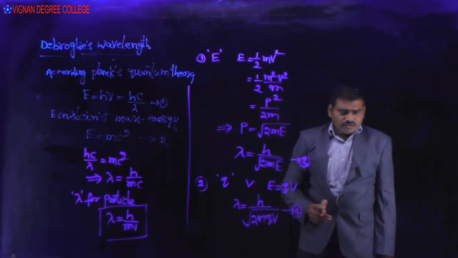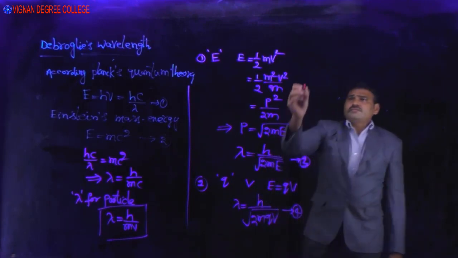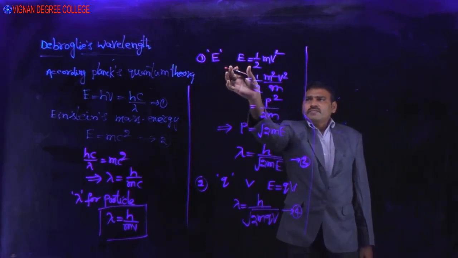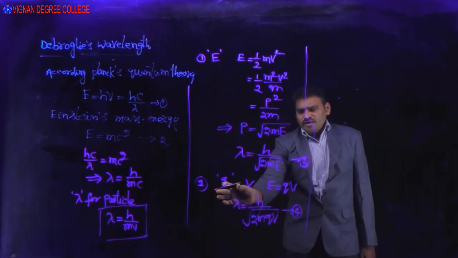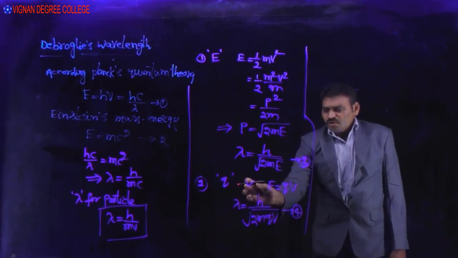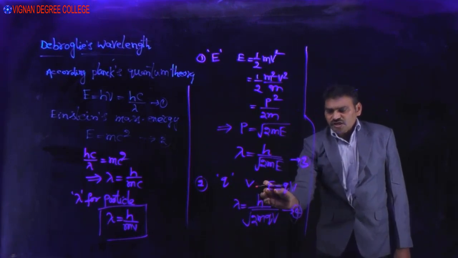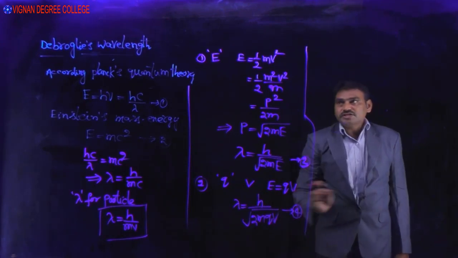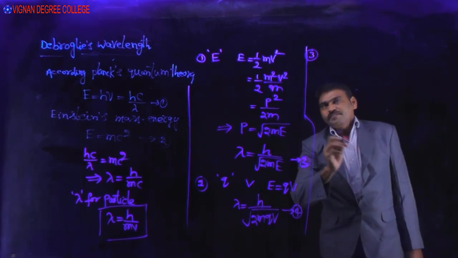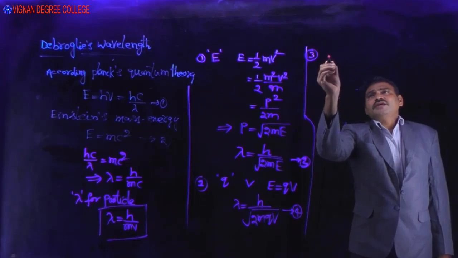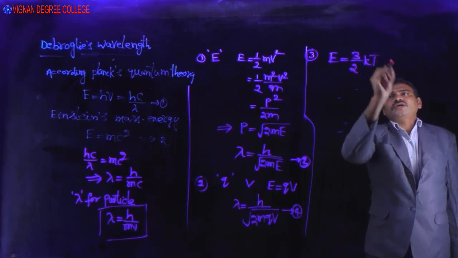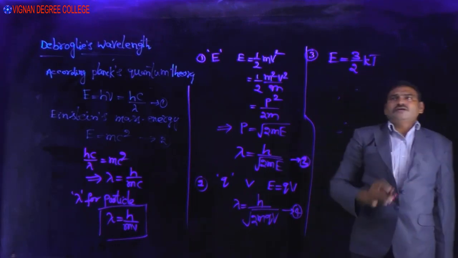Now let us discuss another form of de Broglie's wavelength. In the first case, E is the kinetic energy. In the second case, when the particle is a charged particle, that means it has charge q and is accelerated by the potential difference v volts, then the energy of the particle is q into v. The third one is another form of de Broglie's wavelength. When the particle is in a thermal equilibrium state, the energy of the particle is equal to 3 by 2 into k into T, where k is the Boltzmann constant and T is the temperature.